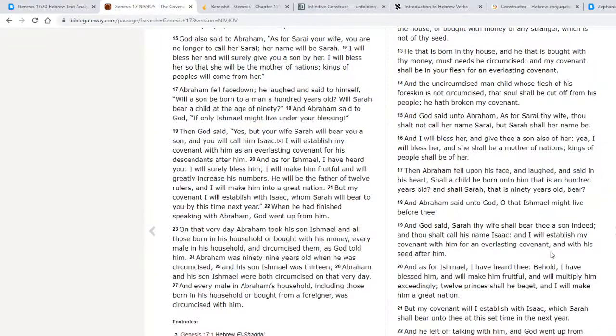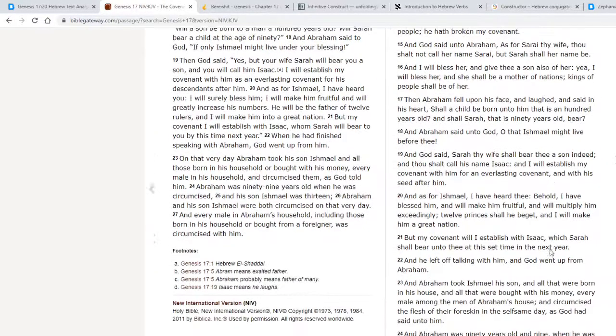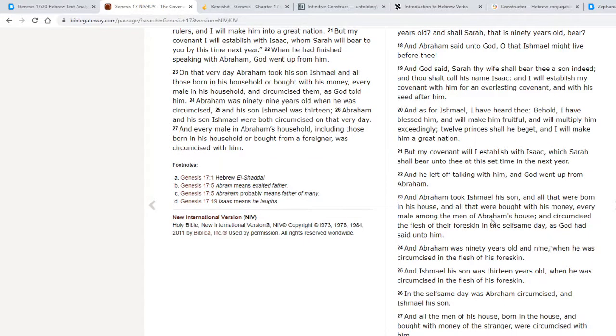Okay. Let's look at verse 20 in the King James. And as for Ishmael, I have heard thee. Behold, I have blessed him, and will make him fruitful, and will multiply him exceedingly. Right? 12 princes shall he beget, and I will make him a great nation. Okay.